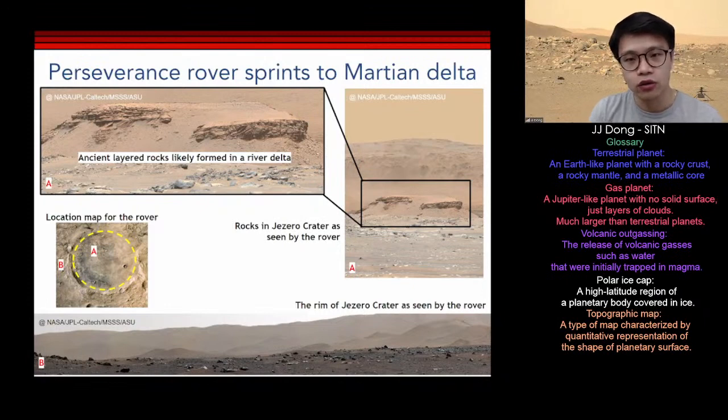So at the moment, the rover is driving uphill to get to the edge of the crater. The lower panel is the panorama the rover has taken at the rim of the Jezero crater in location B, indicated in the location map for the rover in the middle of the slides.